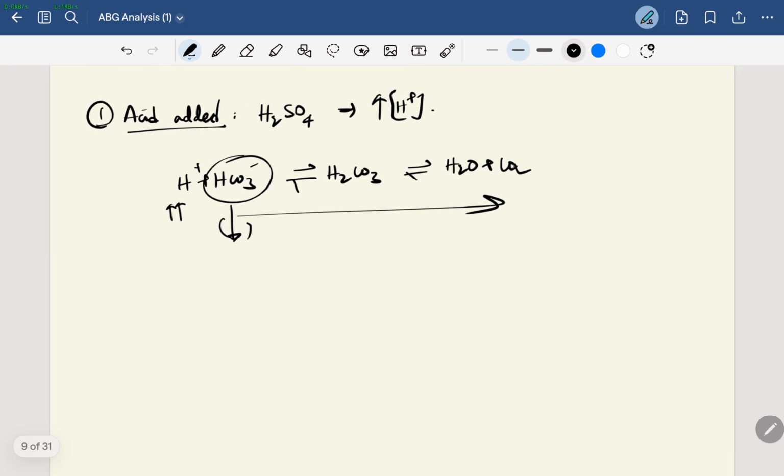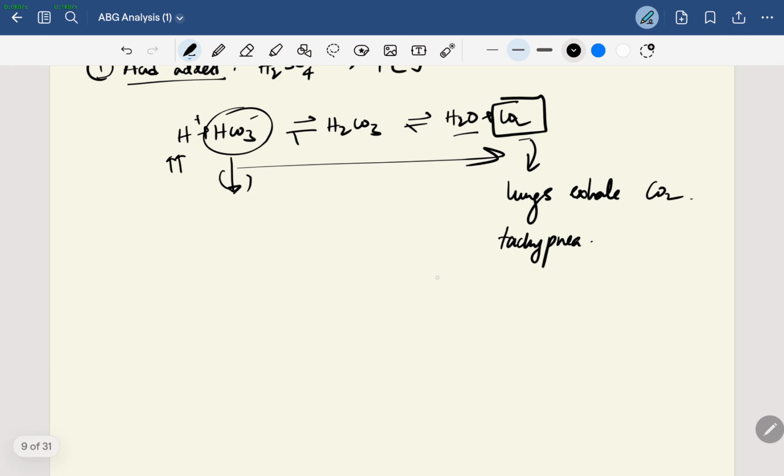And also, if you'll notice, the end product is carbon dioxide and water. So the lungs have to get rid of this carbon dioxide, because if there is product accumulation, the reaction does not carry forward. So the role of the lungs here is to exhale the carbon dioxide. And if there's an increased level of carbon dioxide, there will be tachypnea. And this actually manifests in metabolic acidosis as Kussmaul breathing. Kussmaul breathing refers to the rapid and deep breaths taken.